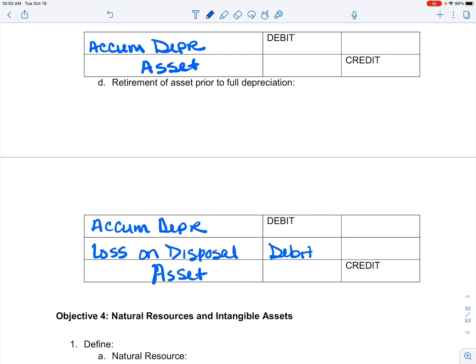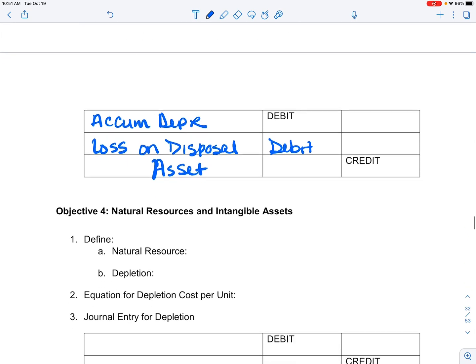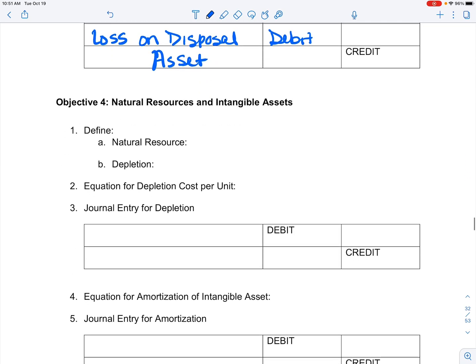There's a couple other concepts in this chapter. One of them is defining natural resources and intangible assets. These are still used and need to be recognized as being used. When we talk about depletion, it is a natural resource that we're extracting from somewhere, for example, like coal or oil. This adds to our inventory when we take it out. So we're going to debit our inventory and credit accumulated depletion. This is not depreciation, it's depletion.